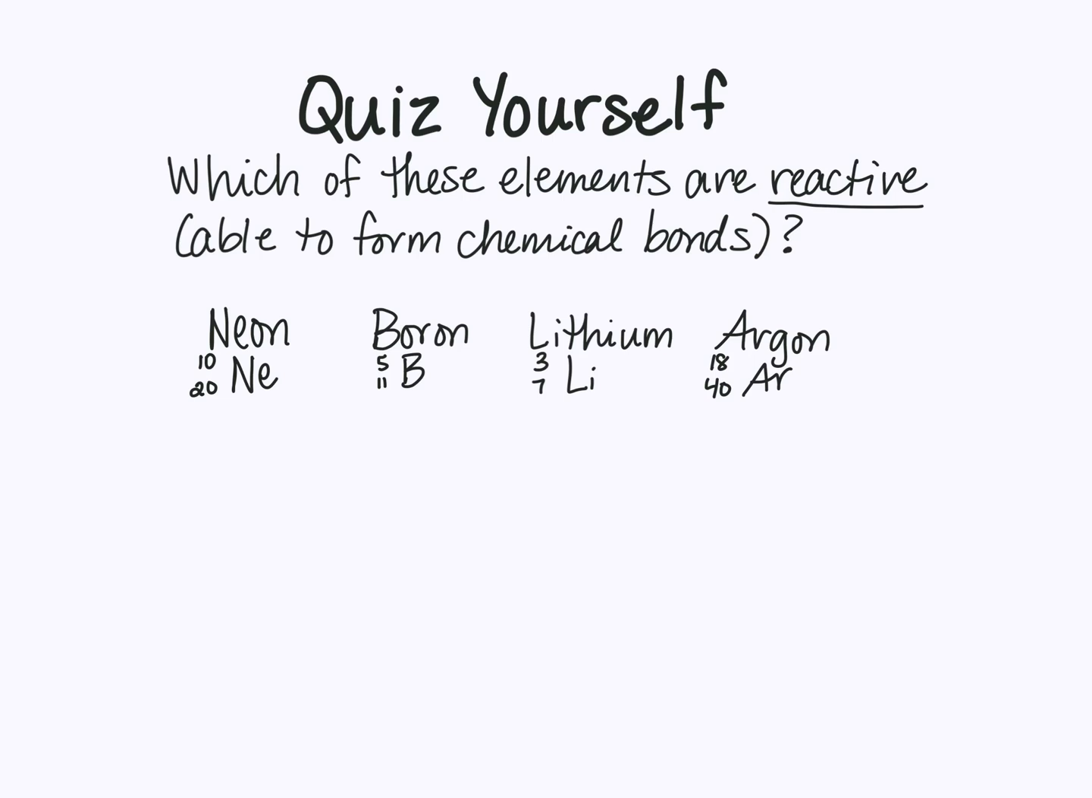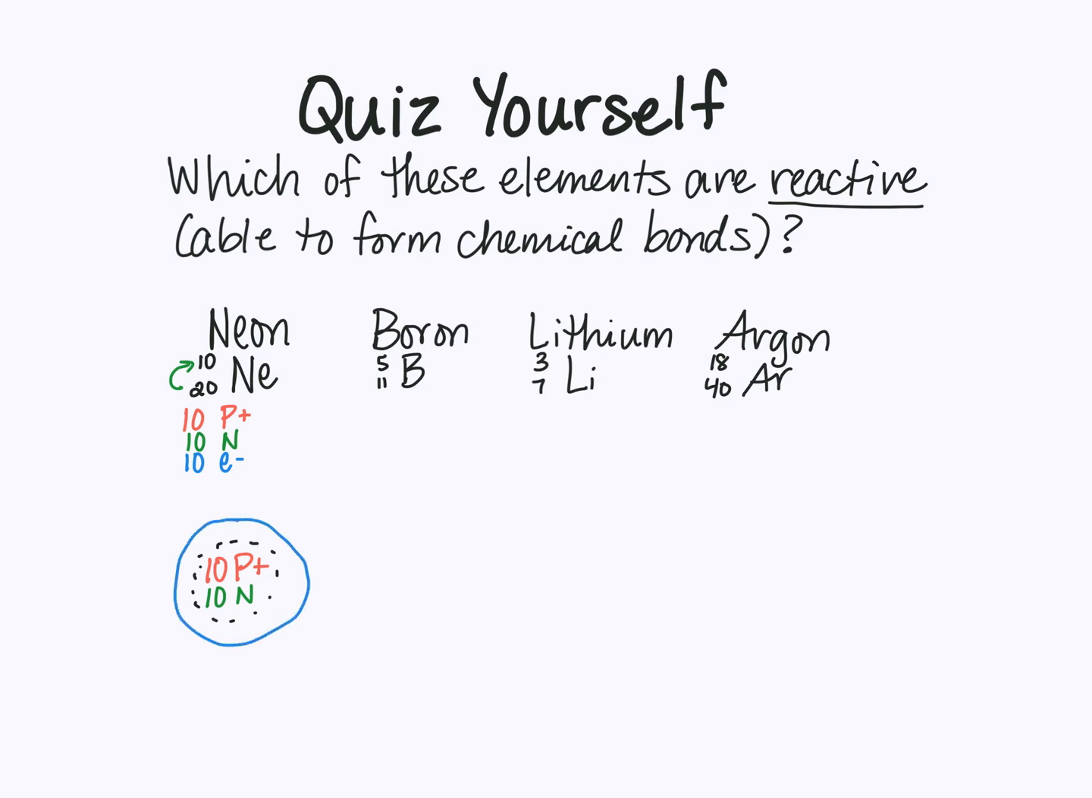All right, so hopefully you took my advice and you quizzed yourself. And now let's go over the answers. So let's take a look at neon. So neon has 10 protons, 10 neutrons, which we got from taking 20 minus 10, and it has 10 electrons. So to draw this, we would put our 10 protons in the nucleus and our 10 neutrons. Draw our nucleus around there. And then we would add our electrons.